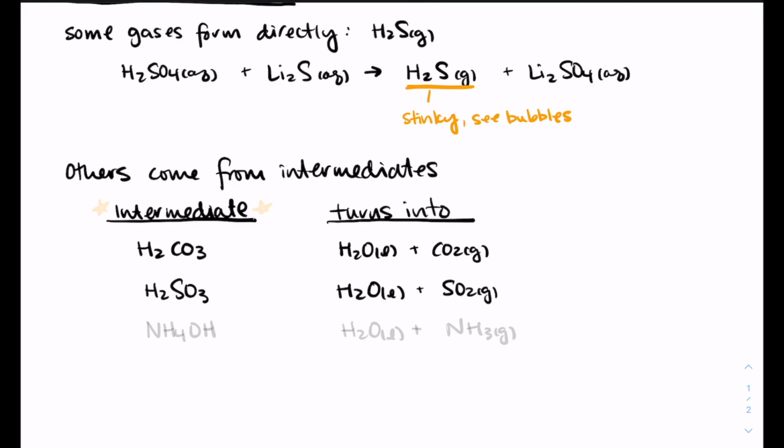H2SO3 will turn into water and SO2 gas, and NH4OH will turn into water and ammonia gas. This means that when you write a net ionic equation that forms any intermediate, you must, just for a little emphasis here, you must turn it into water and the gas that's listed as the final product.